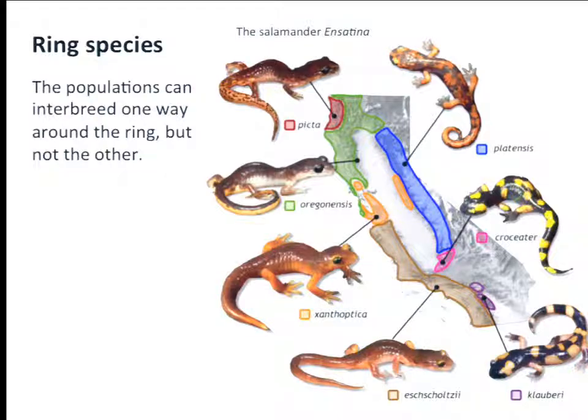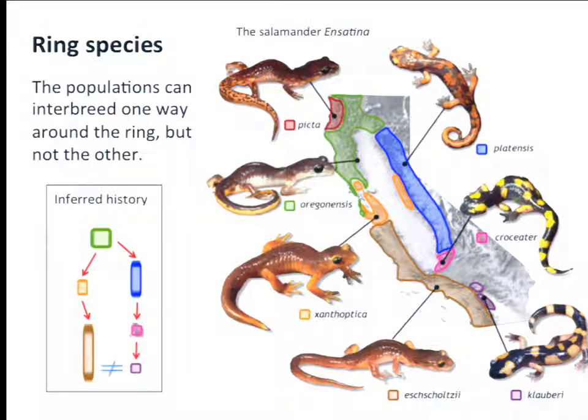So if I go this way round, they're all interbreeding, they're one species. If I go this way round, they're different species. So it's called a ring species because it actually isn't a ring, which is a bit silly. But that's bizarre, right? You can't interbreed this way, but you can interbreed all the way around. That's bizarre. So how did that happen? Well, what we think happened is the group originated up here and came down the coastal range or down the Sierras.